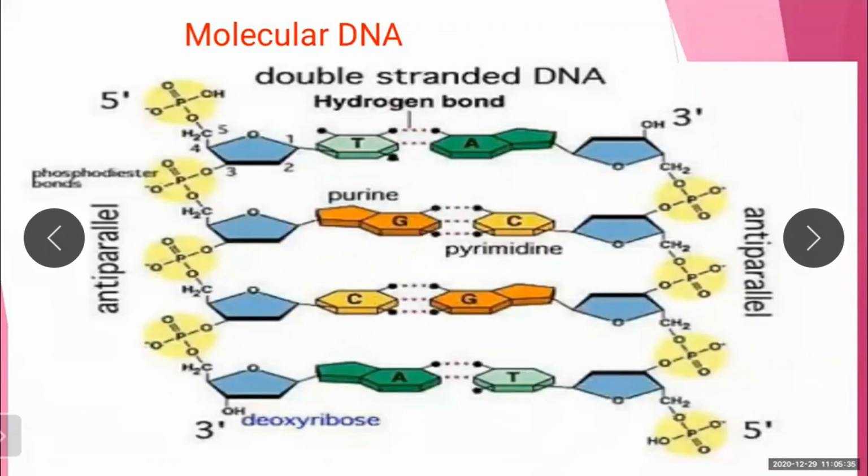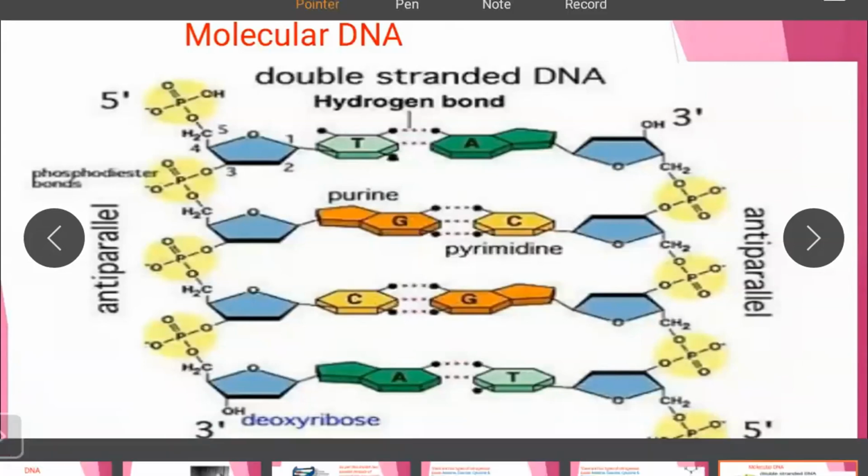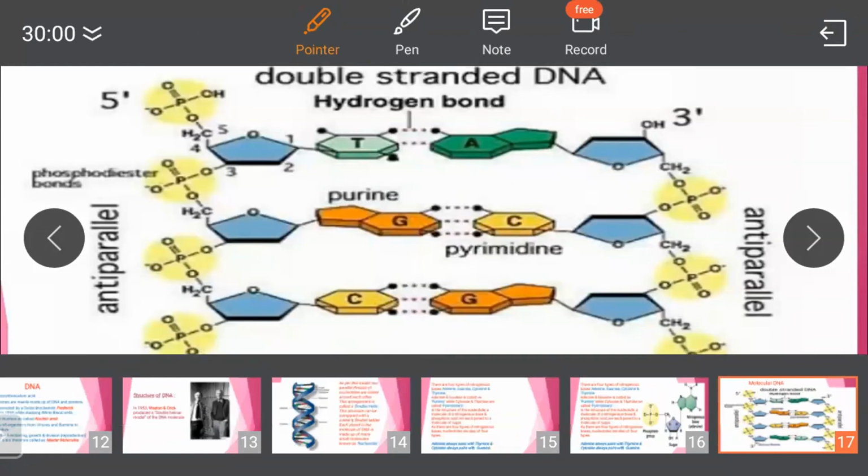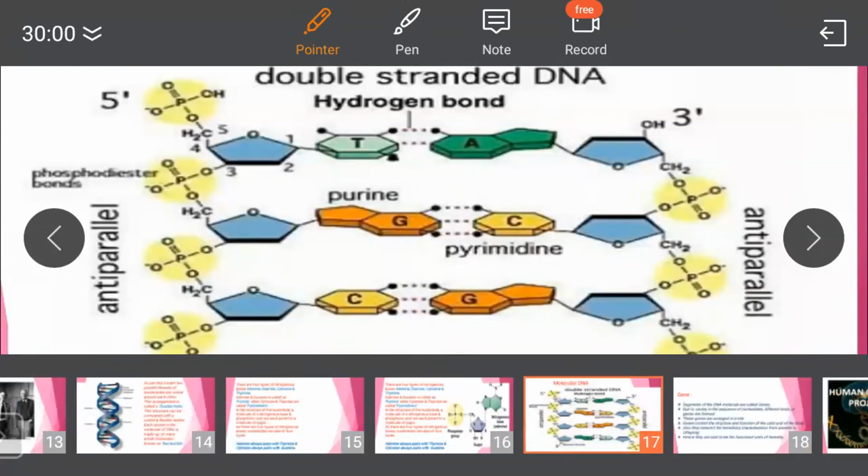See the bonds. In T and A, meaning thymine and adenine, how many hydrogen bonds are there? 2. In guanine and cytosine, how many bonds are there? 3. And see how they are arranged in an alternating way. Understand up till here? So this is the molecule of DNA. We have seen the structure of DNA. And they are in an anti-parallel position. They are not parallel, they are anti-parallel, meaning their directions are opposite.